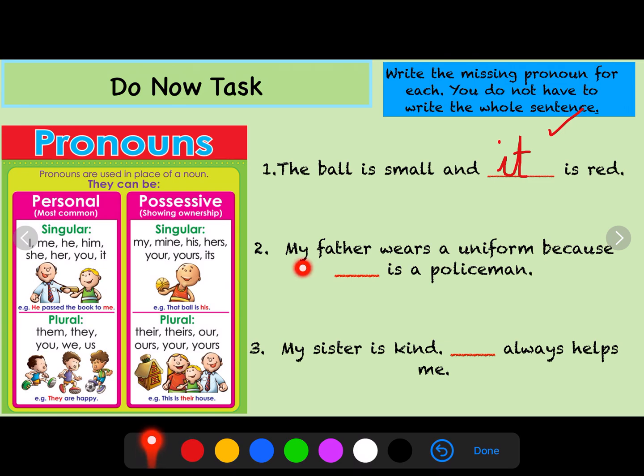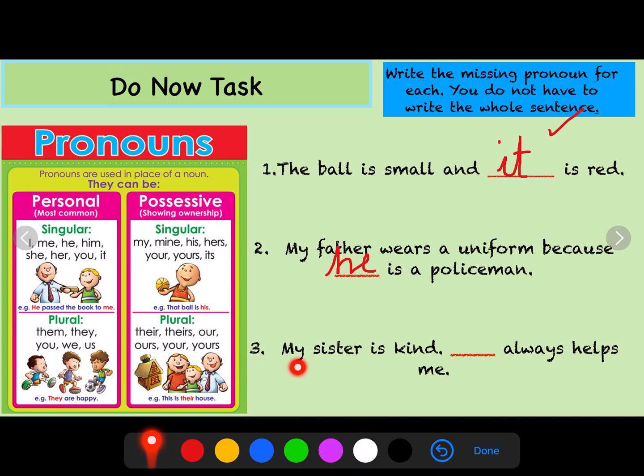Number 2. Read the sentence. My father wears a uniform because something is a policeman. Which pronoun do you think you can use from here to fill in the sentence? Remember to use your phonics to sound out the words you don't know. Write it down in your book. Super, the answer is he. My father wears a uniform because he is a policeman.